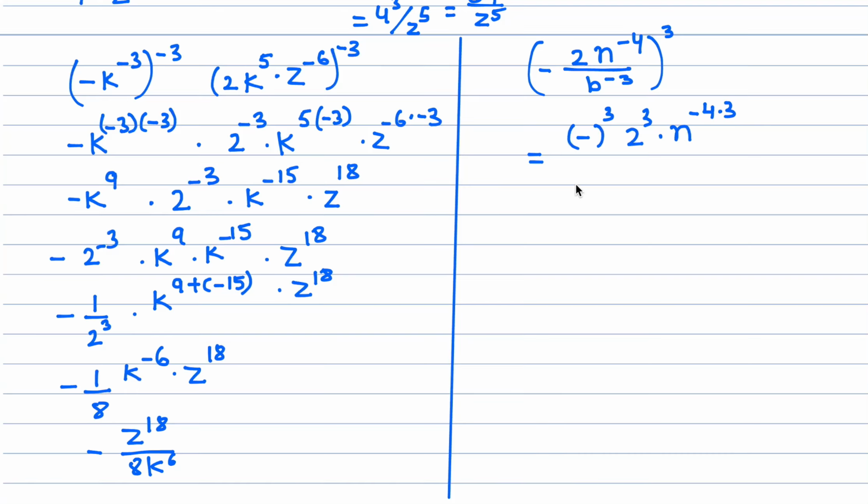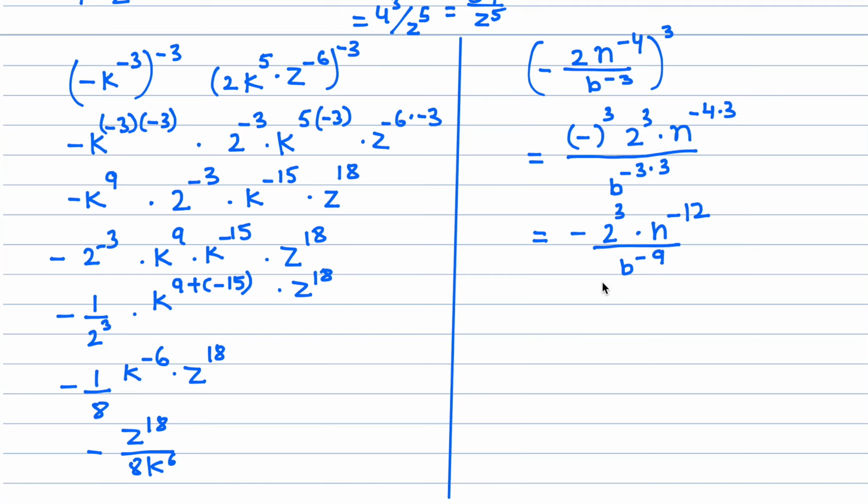Here we are applying the power of a product rule, and then b to the power negative 3 times 3. So now we are sure that we have given power to every number, as well as the sign and every variable. Now let's see this negative. When a negative sign is multiplied an odd number of times, the result is negative. So negative 2 to the power 3 is negative 2 times 2 times 2, which is negative 8. But if I need to answer my question in exponent form, leave it as it is, times n to the power 4 3s are 12 over b to the power negative 9.